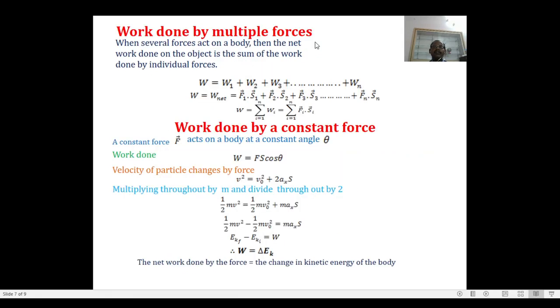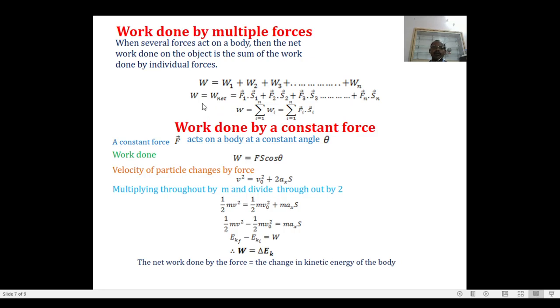Work done by multiple forces. When several forces act on a body, then the net work done on the object is the sum of the work done by individual forces. Now take work done by force 1 is W1, work done by force 2 is W2, work done by force 3 is W3 and so on. Work done by nth force is Wn. Then total work done is W1 plus W2 plus W3 plus so on plus Wn.